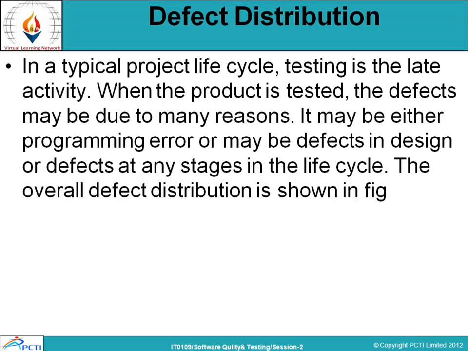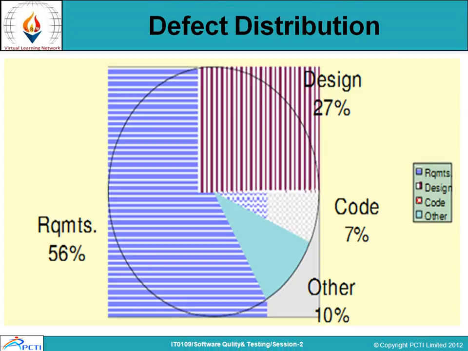Testing is a late activity. When the product is tested, the defect may be due to many reasons that I told you already. It may be either a programming error, or a defect in designing, or a defect at any stage in the life cycle. Life cycle, as I told you, is the process from beginning to end, and the overall defect distribution is shown in the figure like this.